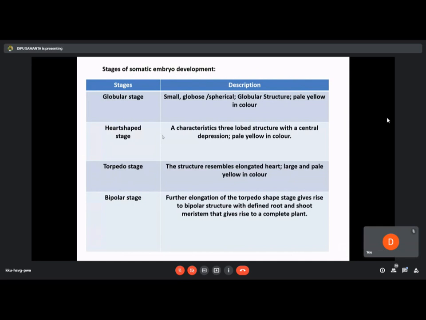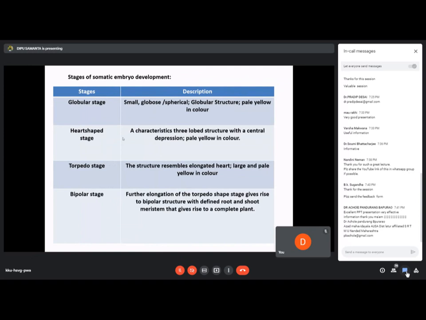There are several stages. The first one is the globular stage, the second is the heart-shaped stage, then the torpedo stage, then the bipolar stage. The globular stage is where small globules or spherical structures, generally pale yellow in color, are found. From the globular stage, a slightly elongated structure with three lobes and a central depression is known as the heart-shaped stage. After the heart-shaped stage, the next stage is the torpedo stage. This structure resembles an elongated heart, large and pale in color.